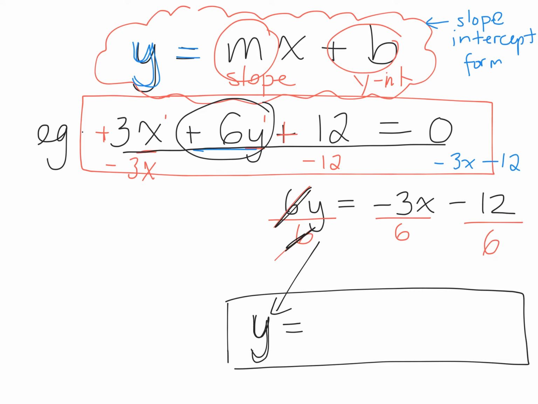And we can leave it as a fraction, okay, because slope is rise over run. So negative 3 over 6x. And we can simplify this. What's negative 12 divided by 6?